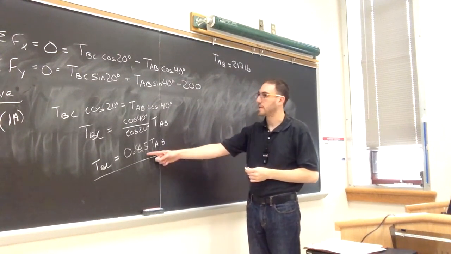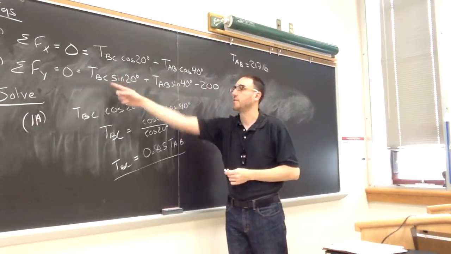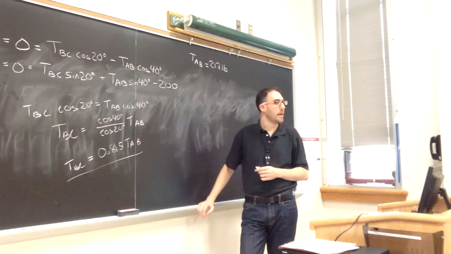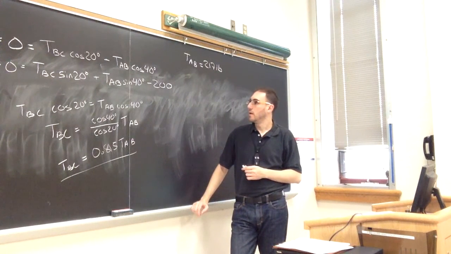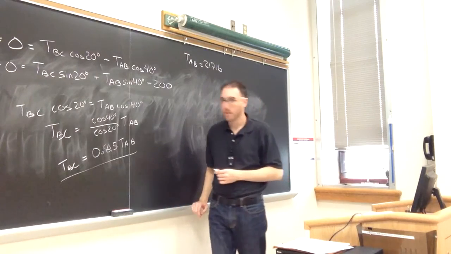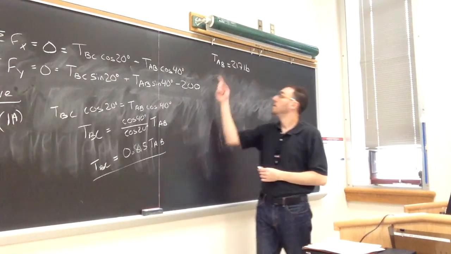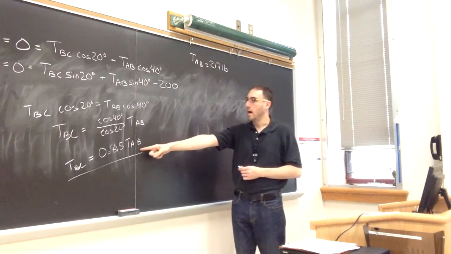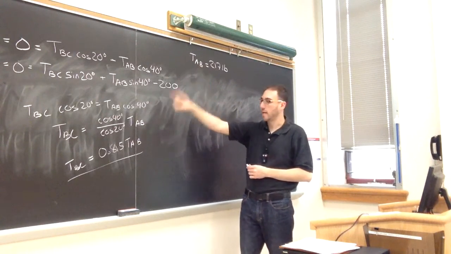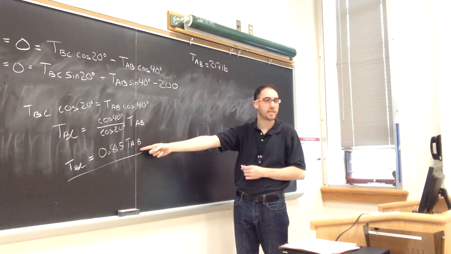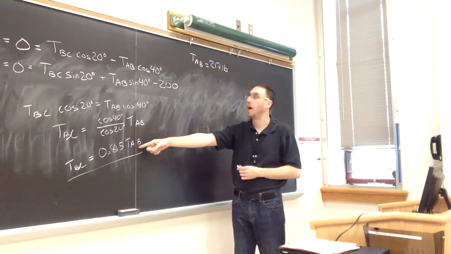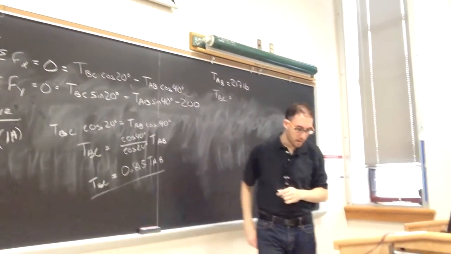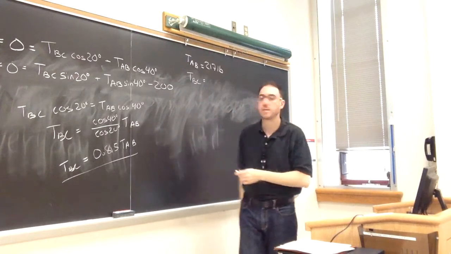Again, what did I do? I plugged this in for here and then solved this for TAB. Correct. So we'll address that in a second here. So the tension in the rope, 217 pounds in AB. I now know this as a number. I can put it back down here, and I can find BC. BC is going to be 0.815 times 217. So BC, I get 177 pounds.